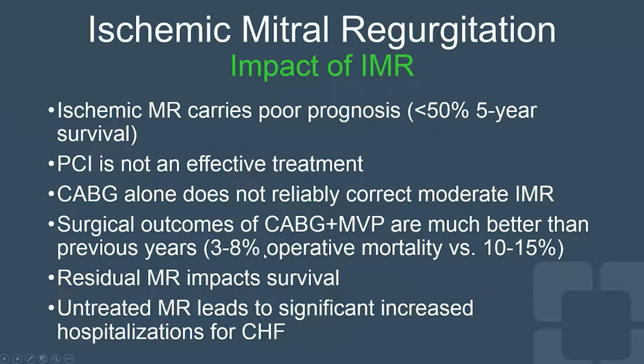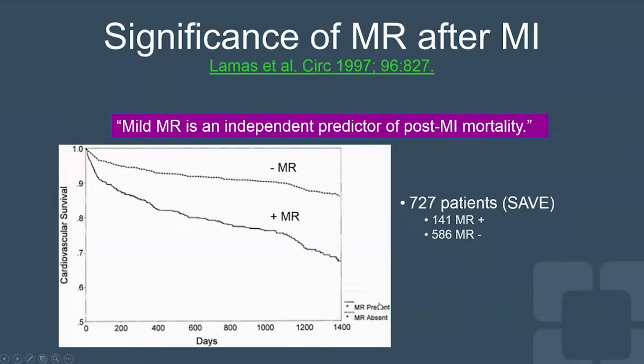Whether or not these patients are left with a residual mitral regurgitation does impact their survival. So the more residual regurgitation you have for these patients, the worse their outcomes. And untreated ischemic mitral regurgitation does significantly increase the hospitalization for congestive heart failure for these patients.